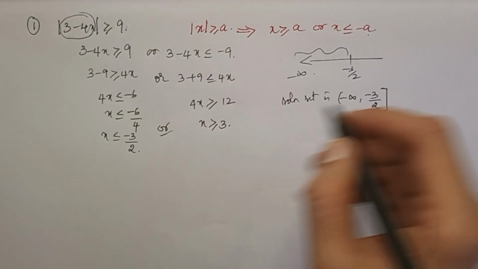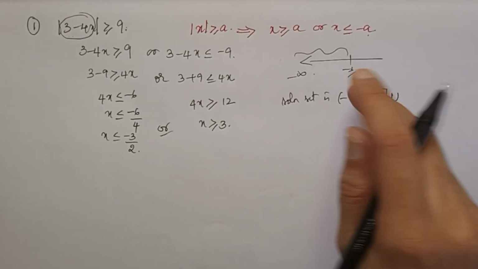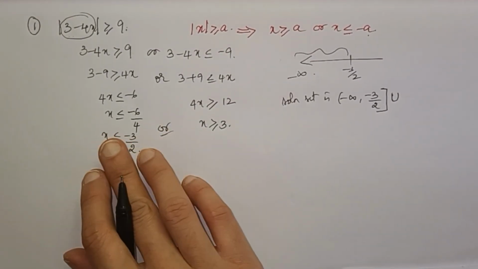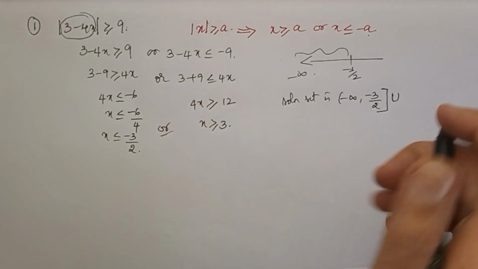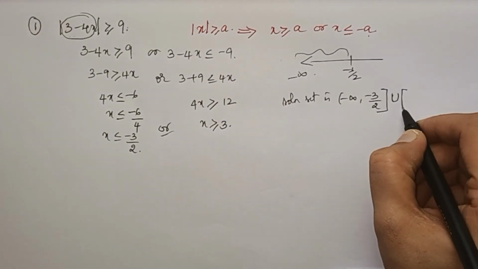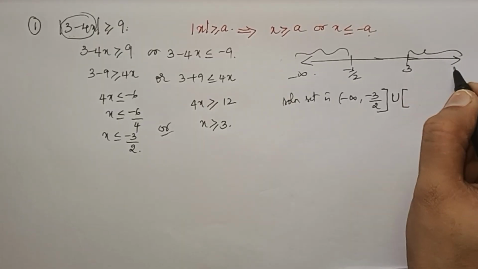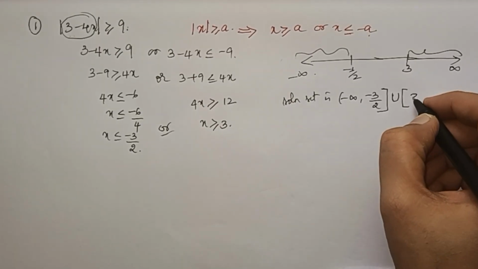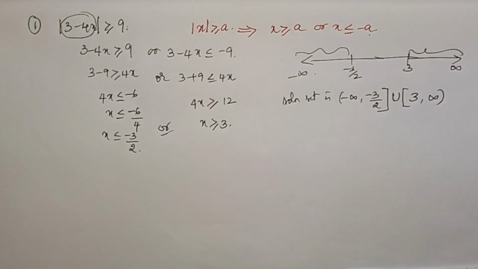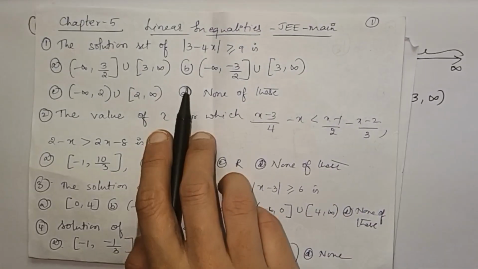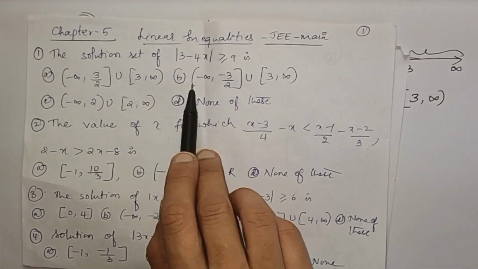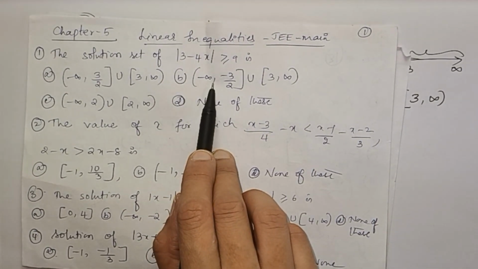Then or means you have to use union, because the solution is either this or this. Therefore or means union. X is greater than or equal to 3, which means to the right of the number, and right has plus infinity. So 3 comma infinity. So this is the solution set. Therefore the solution set of this inequality is this. Second option is the answer.